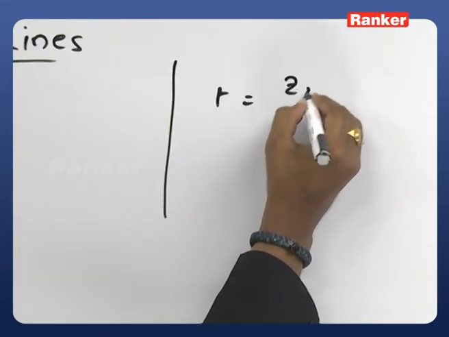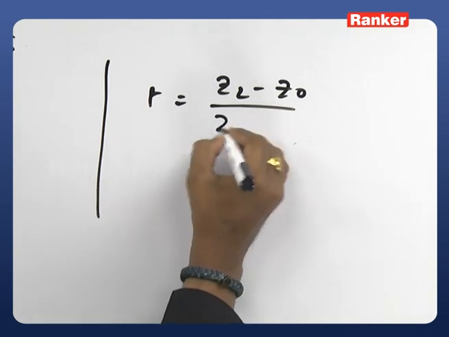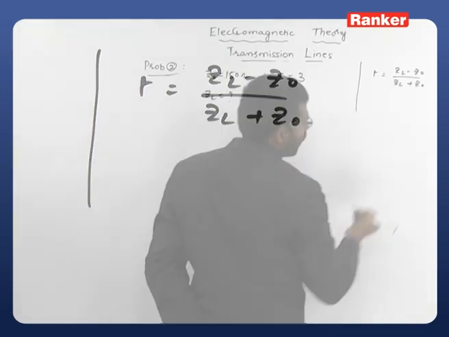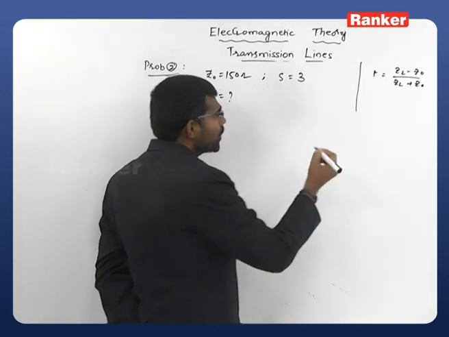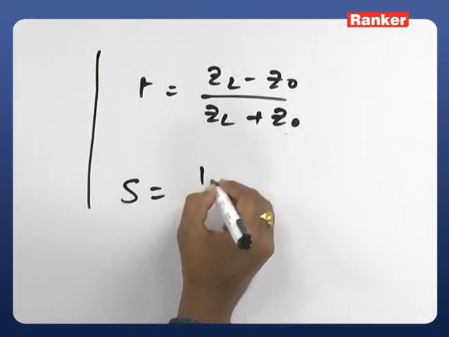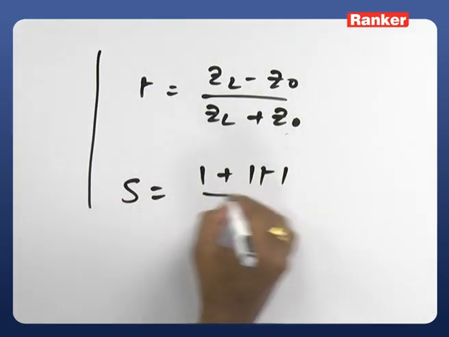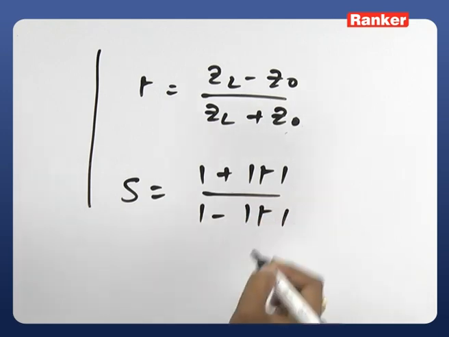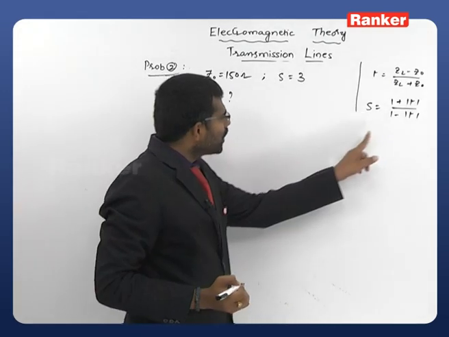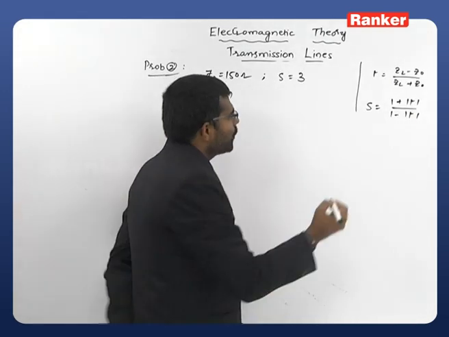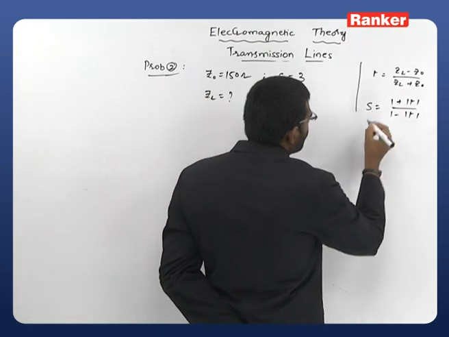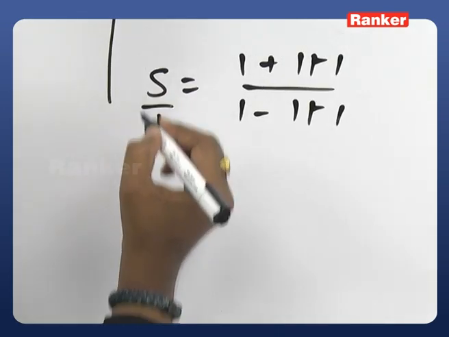Gamma is equal to ZL minus Z0 divided by ZL plus Z0. Right? Now what is the equation of S? S is equal to 1 plus magnitude of gamma divided by 1 minus magnitude of gamma. From this, obtain gamma. If you are obtaining gamma from this, clearly I am considering S by 1 here.